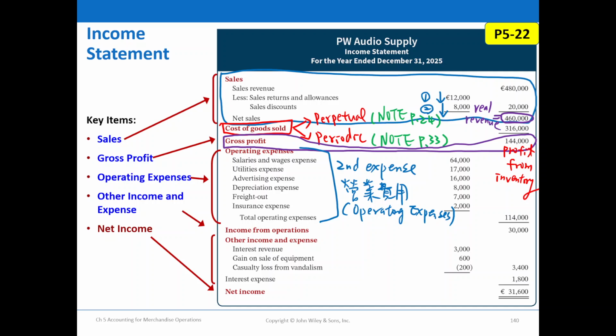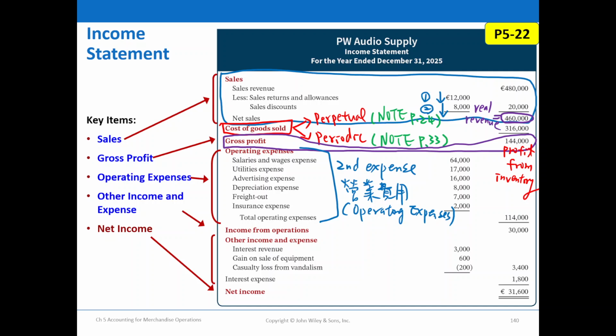After the first expense, cost of goods sold, and after the second expense, operating expenses, we can get income from operations. So what does it mean? It is the profit from your operating activities.